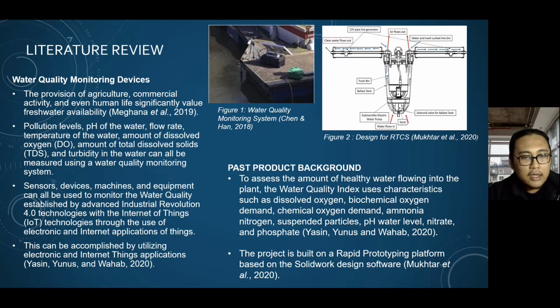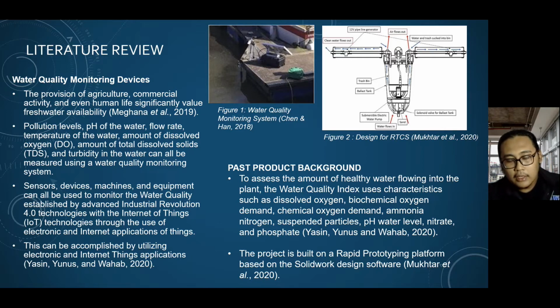Sensors, devices, machines, and equipment can all be used to monitor water quality, established by Advanced Industrial Revolution 4.0 technologies with Internet of Things technologies, through the use of electronic and Internet applications. Figure 1 shows the water quality monitoring system that has already been developed in the world.